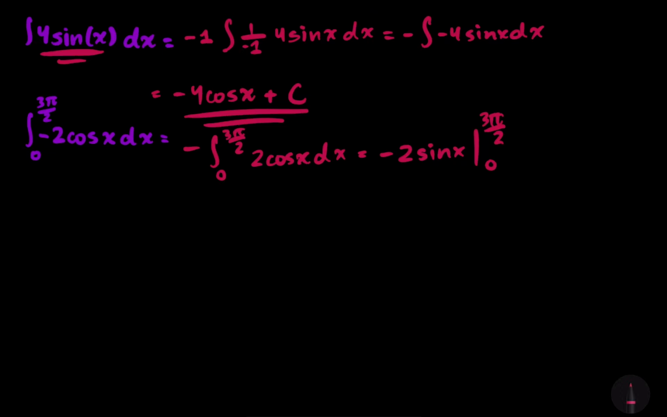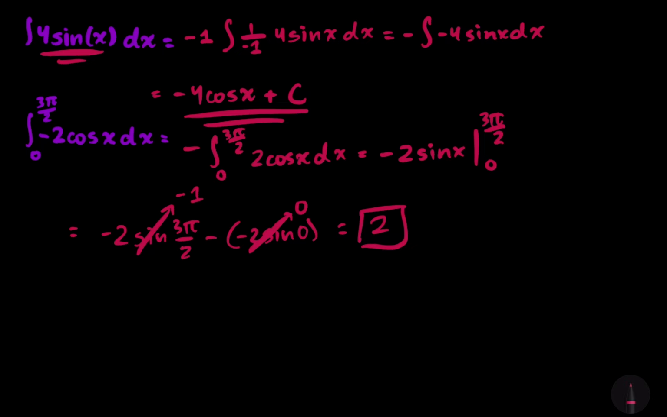And again, you can verify, you can take the derivative of this, and you'd end up with negative 2 cosine of x. And so then we just evaluate this at the two endpoints. We get negative 2 sine of 3 pi over 2 minus negative 2 sine of 0. Sine of 0 is 0, so this all disappears. Sine of 3 pi over 2 is negative 1, and so this ultimately becomes 2. And so that's our final answer.